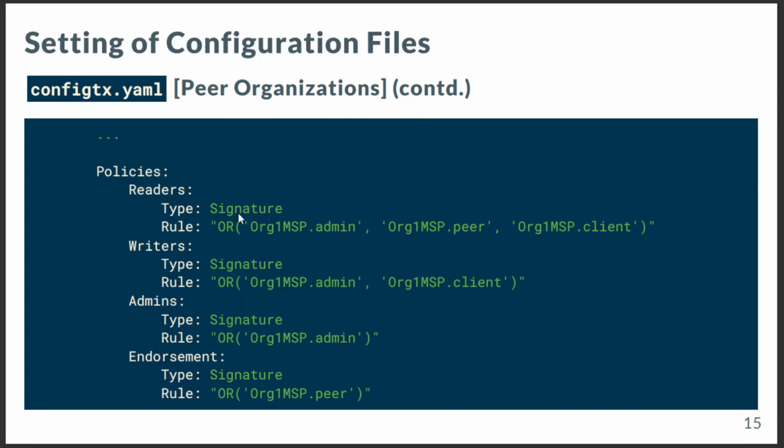For readers, you can see that we have type signature. So the signature would be required of users or peers to be validated, and the rule is org1.org1msp.admin. So admins, peers, and clients, any of them can read. Writers, admins or clients. Peers cannot write data. Admins, so only admins can participate. And finally, endorsement. Only peers can endorse. There are two types of peers, endorsement peers and validation peers. So that endorsement is restricted to only peers.